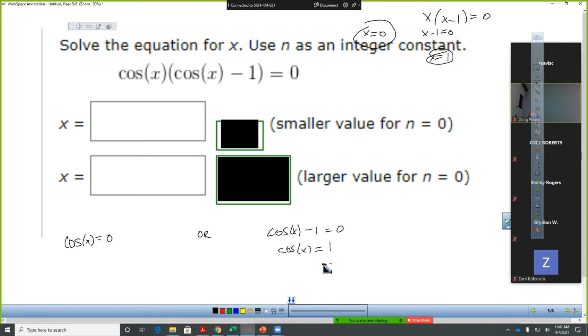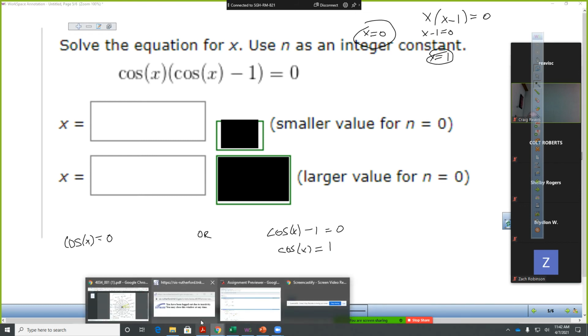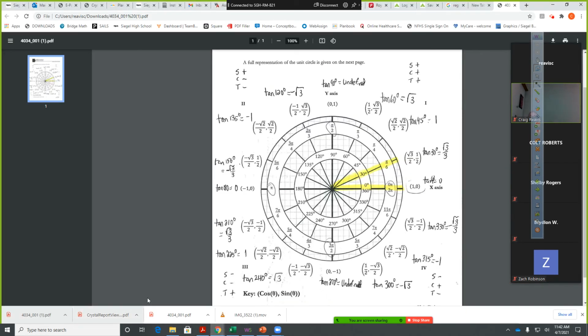All right. So I've got two things I've got to look up. What's going to make this true? Well, it's going to be true if the cosine of x equals 0 or if the cosine of x equals 1. So I go to my unit circle.